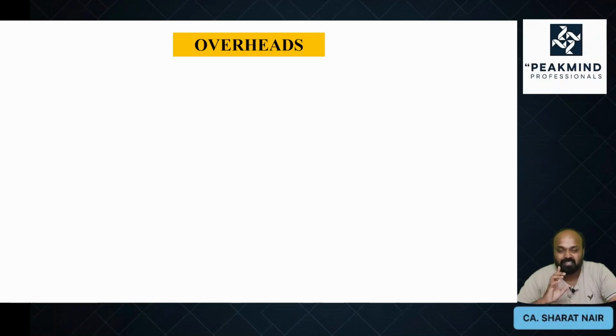Now let me first clear the department angle. In every organization, a manufacturing entity we are talking about, there will definitely be a production department, which we are aware of. Apart from the production department, there may be, or mostly there will be, service departments. The production department's role is to manufacture the goods. The service department's role is basically to assist the production department in their production activities.